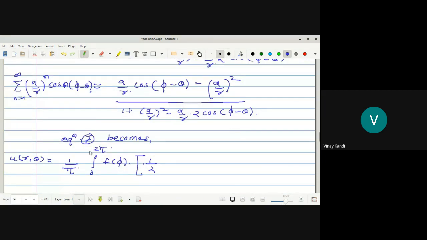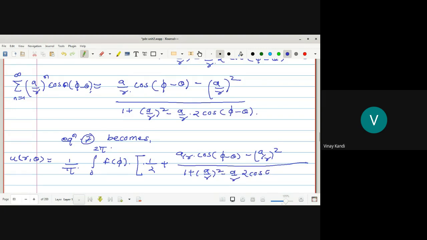ओके 1 upon 5 into 1 upon 2 plus this one हा सगळा पूर्ण ब्रॅकेट तुमचा. ओके. a upon r into cos phi minus theta minus a upon r bracket square divided by 1 plus a upon r bracket square minus a upon r 2 cos phi minus theta. Okay, into d phi. Okay, now solve this one.